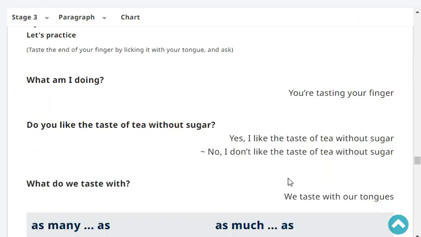Do you like the taste of tea without sugar? Yes or no? Yes, I like the taste of tea without sugar. Very good. What do we taste with? We taste with our tongues. Very good.